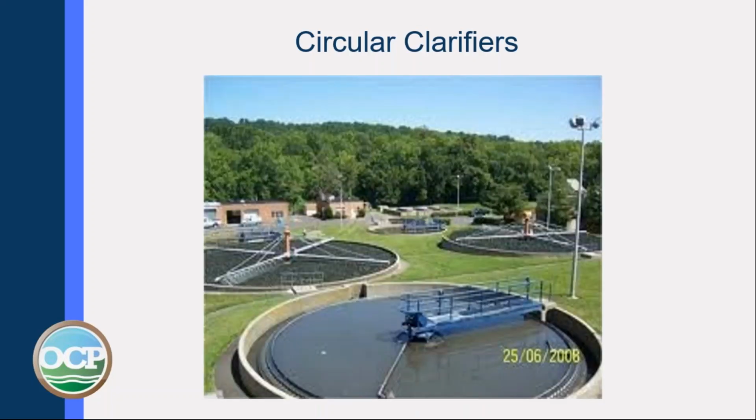There's a picture of a circular clarifier. It's the unit in the front of the picture. The two in the back you see there are what we'll be talking about later this chapter, a trickling filter.